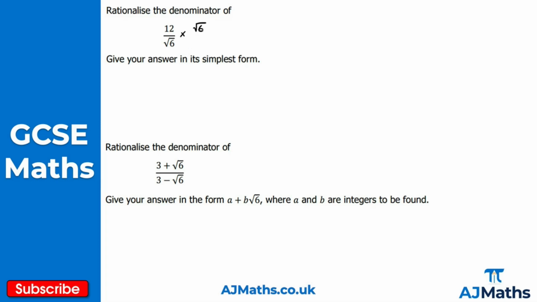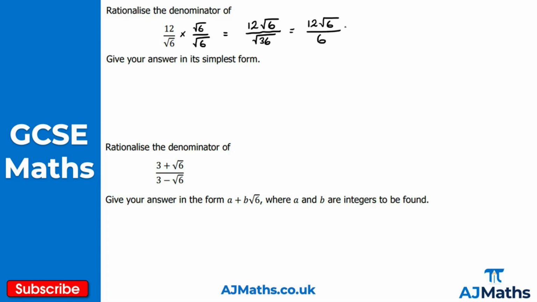So times top by root 6, the numerator. Do the same with the denominator. So what I'm going to get here then is 12 times root 6, which is 12 root 6. For the denominator, like we said, this would give me root 6 times root 6. So that's equal to root 36. And root 36, we know that simplifies to give us 6. So what I've got here is 12 root 6 over 6.